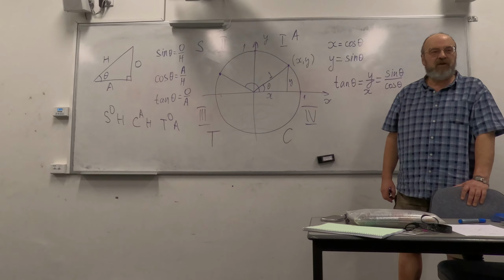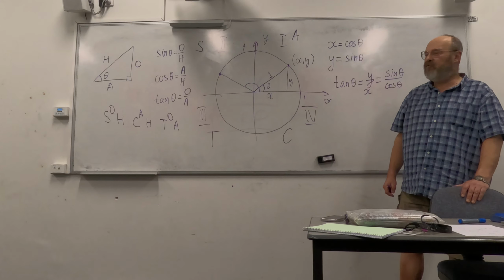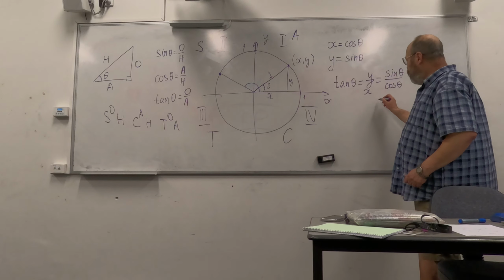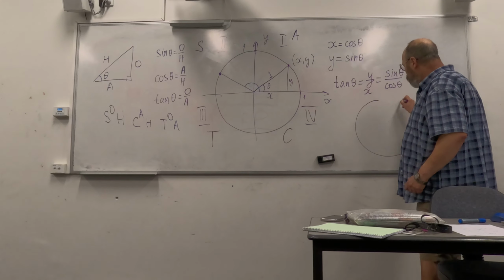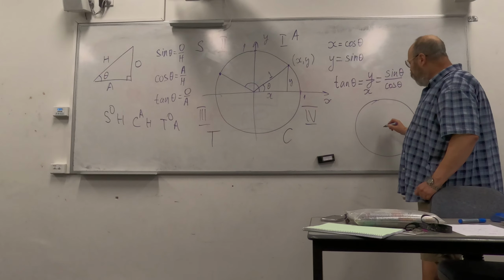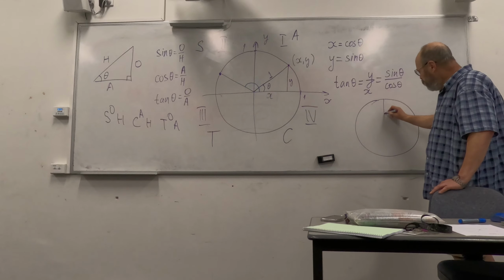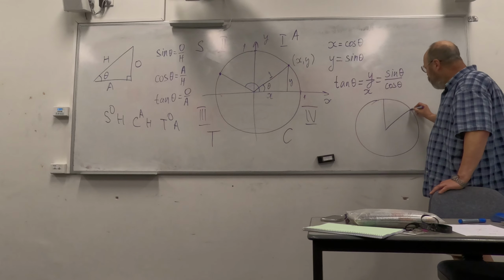Now let's introduce another unit of measurement for angles: radians. We use degrees, and now we will add radians. What is a radian?